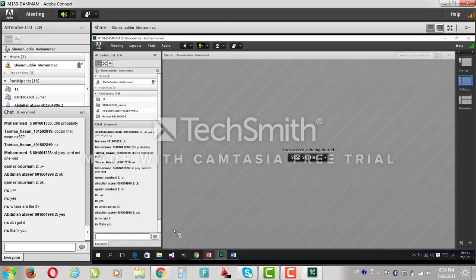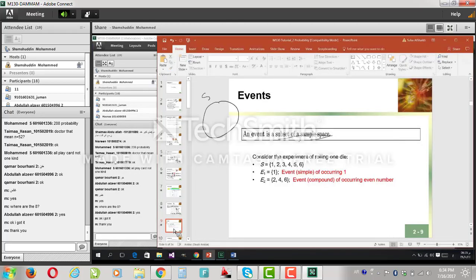Now, if I'm talking about rolling the die that we talked about, the outcomes are 1, 2, 3, 4, 5, and 6. An event E1 could be that you are getting the number 1. It's a part of all the outcomes that we have in our sample space. So this is an event. Event 2 is getting an even number, so the outcomes are 2, 4, and 6 in this example.